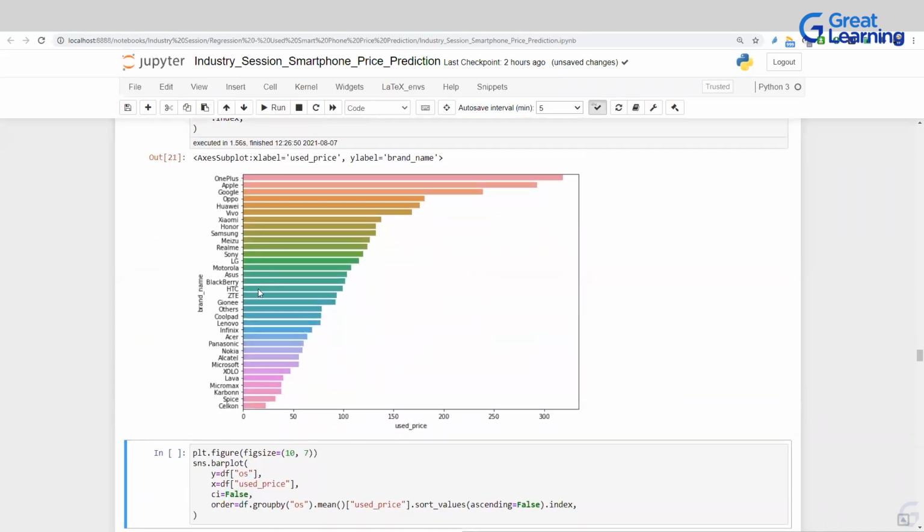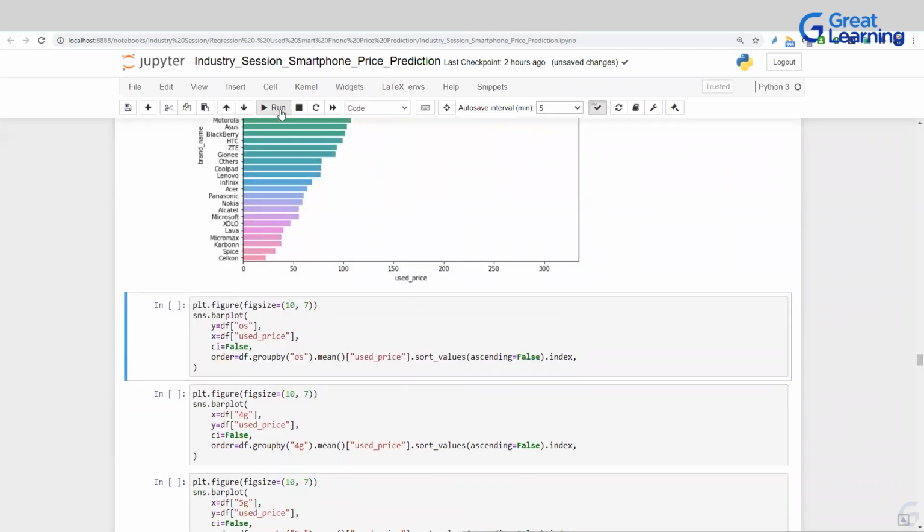So we see the average price available in the market for all the phones is the highest for OnePlus, which is above 300 euros, followed by Apple and then Google. So the highest value that on average a phone is fetching is for OnePlus, followed by Apple.